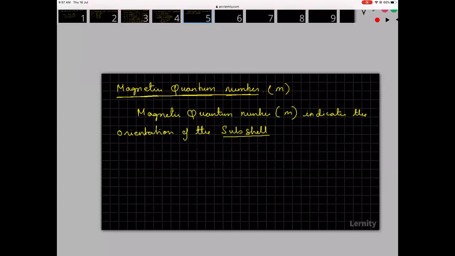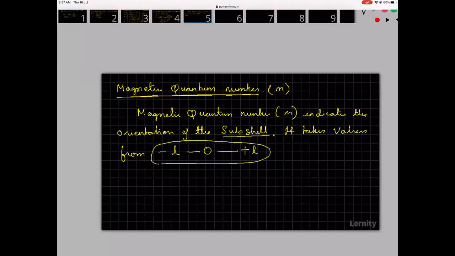So for this also they have given values. Now it takes values from -l through 0 to +l. It takes values from -l to 0 to +l. Okay, so l is equal to 0.